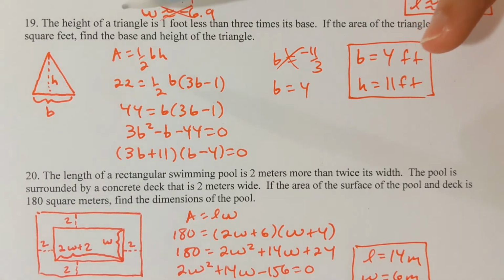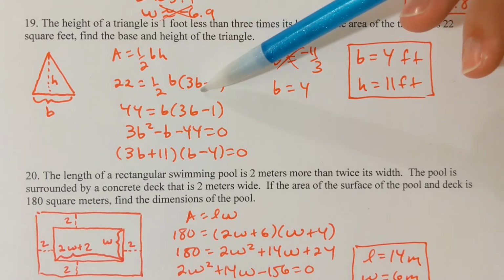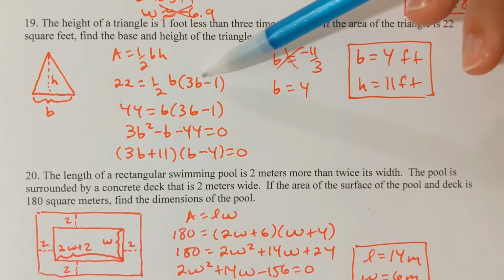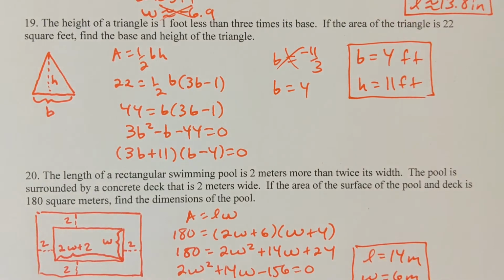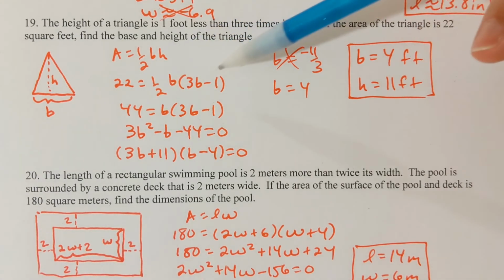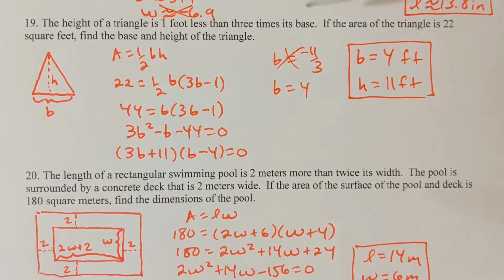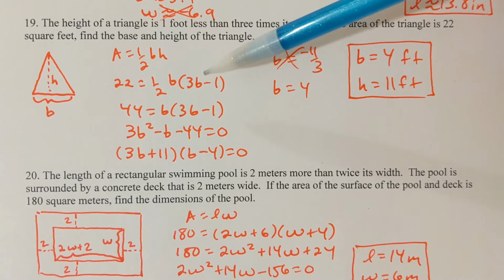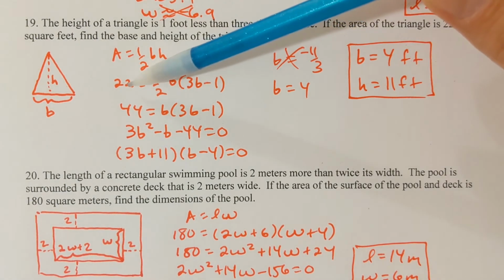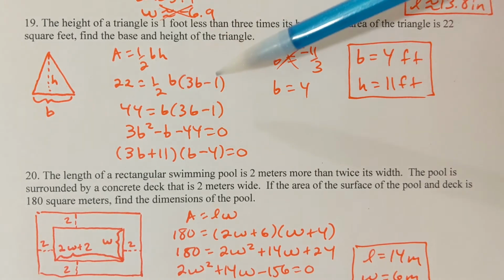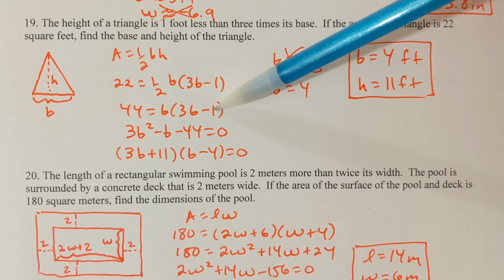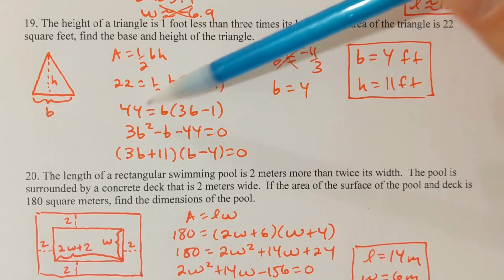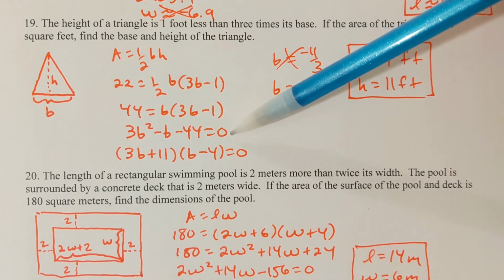Now the height is 1 foot less than 3 times the base. So whatever the base is, I want 3 times that, but then 1 foot less than that, or 3b minus 1 would give me the height. We've got everything in terms of b here, so we'll now need to solve this equation for b. If I multiply both sides by 2, that'll get rid of the fraction there. And then distribute b, we get 3b squared minus b, and then if I get everything onto one side here, minus 44, that's all equal to 0.